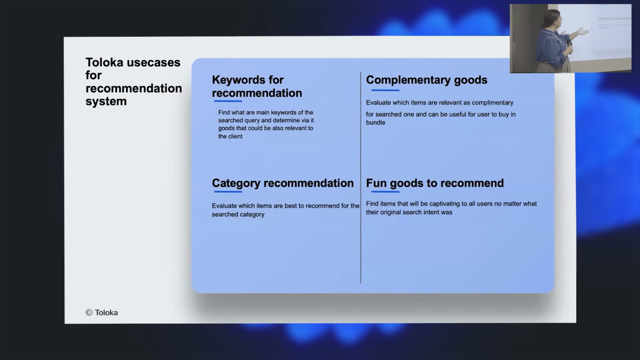Again, this is complementary goods. It's either pairwise, showing that either this item is better for this one, or maybe ranking of how relevant this item is or not. And for category recommendation, you know that the user is looking for some dress. It's a really non-trivial problem, and you make a recommendation inside this category, and you recommend the needed categories to the user.